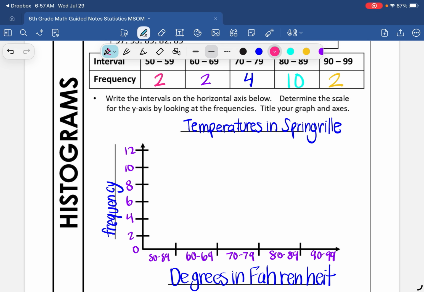Okay, now let's make my bars. So 50 to 59 is 2. 60 to 69 is also 2. 70 to 79 is 4. 80 to 89 is 10. And 90 to 99 is 2. That is a histogram of my data.